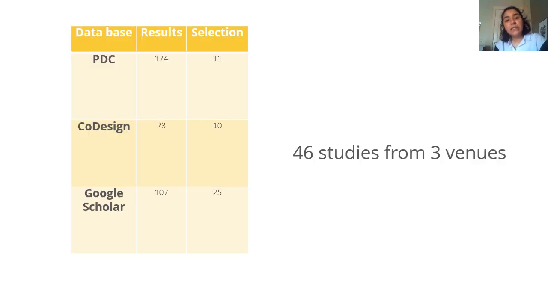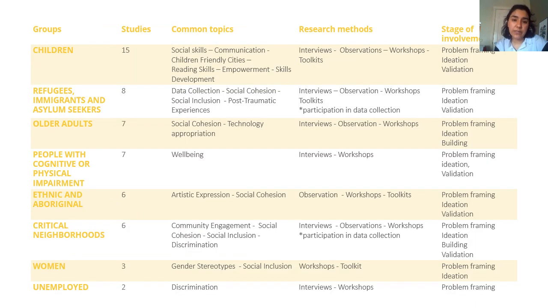So we reviewed 46 papers from 3 different venues, and these were analyzed using thematic coding. Now I will introduce some of our findings. So first, the involved participants. We observed that there were 8 main groups of participants.